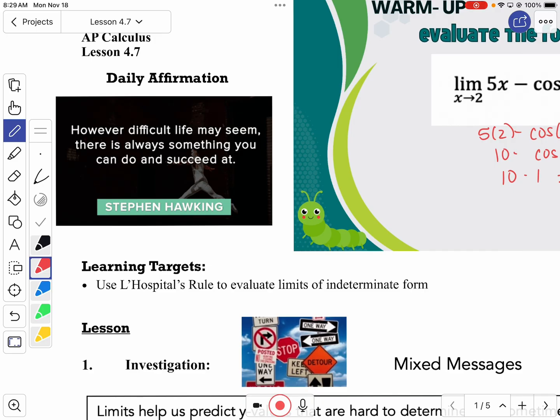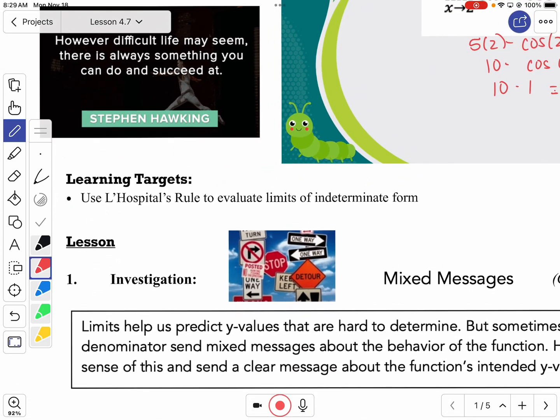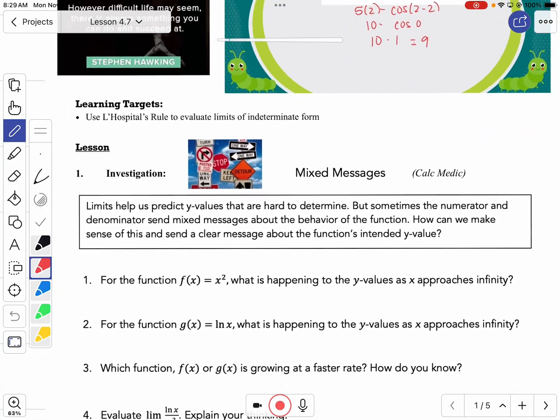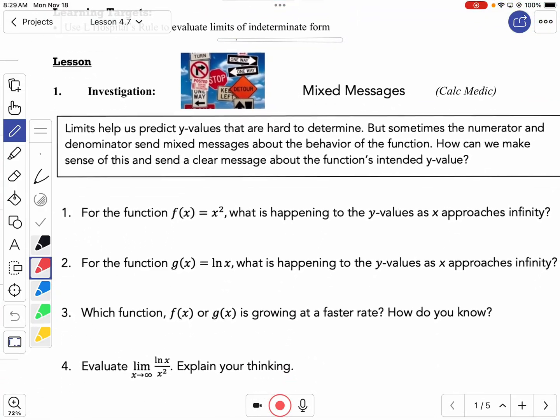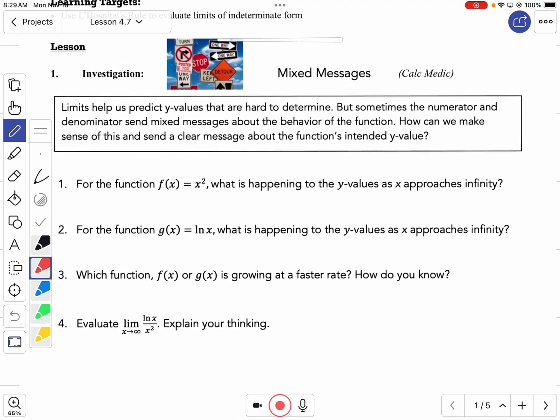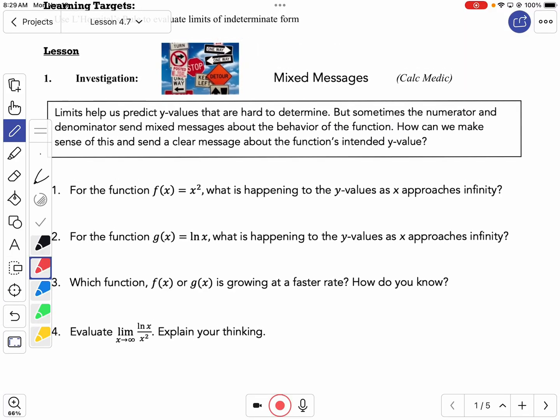Okay, Mr. Hawking. So we're going to talk about L'Hopital's rule. It looks like L Hospitals. Okay, it's not L Hospital, it's L'Hopital. All right, L'Hopital, and his great contribution to mathematics. Yeah, L Hospitals. All right.